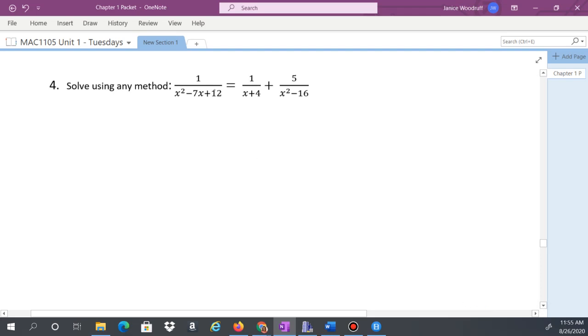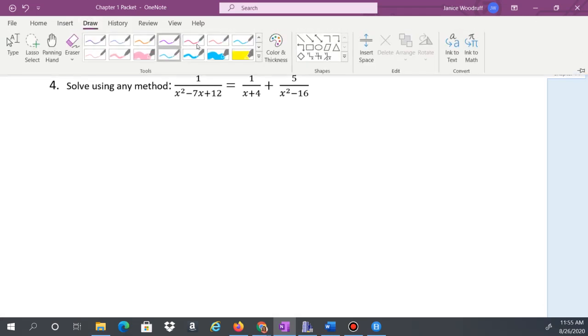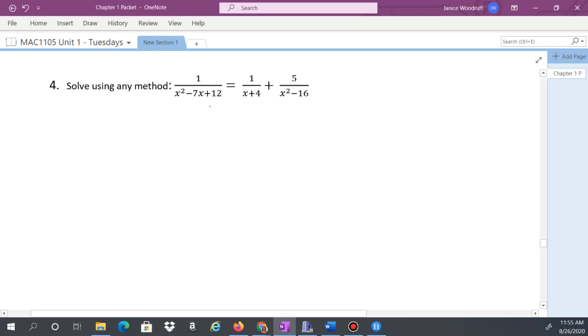All right, factor what you can in the bottom here. So let's get this in simplified terms. So x squared minus 7x plus 12. What multiplies to 12 and adds to negative 7? Yeah, x minus 3, x minus 4. x plus 4 is fine. x squared minus 16, that's x plus 4, x minus 4.